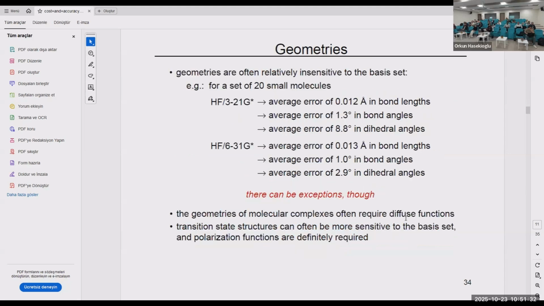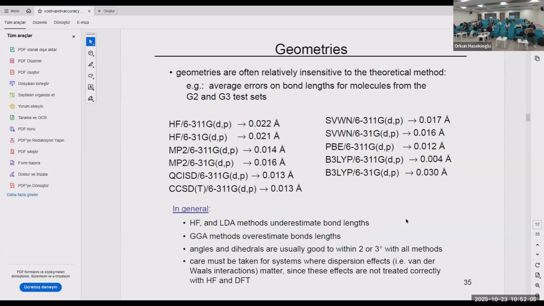So the geometries are often relatively insensitive to the basis set. For a set of 20 small molecules, these are the results for Hartree-Fock 3-21G* and Hartree-Fock 6-31G*. There can be exceptions though. The geometries of molecular complexes often require diffuse functions, as we talked about. And transition state structures can often be more sensitive to the basis set, and polarization functions are definitely required.